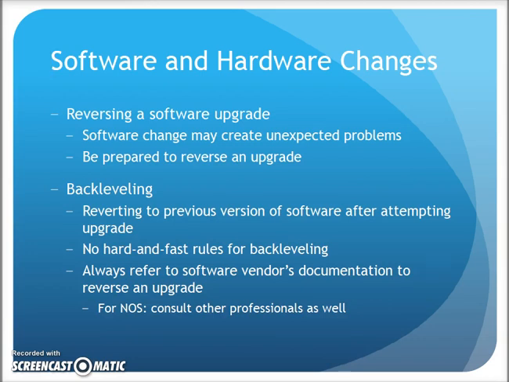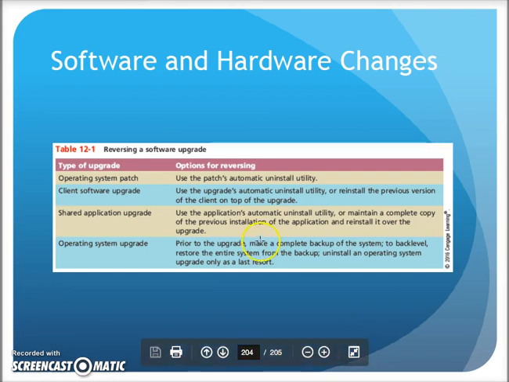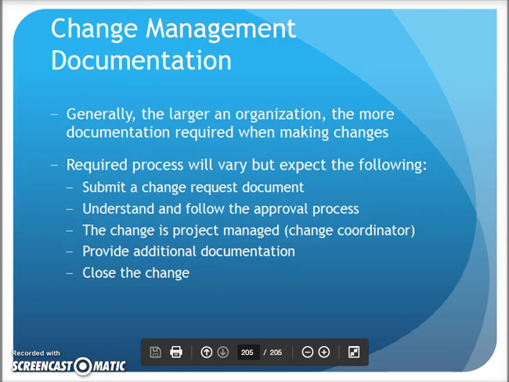Reversing a software upgrade, we actually touched on this a little bit: back leveling, or going back if you need to. You need a plan of action in case you have to go that route. And this actually shows you some options for system patches, upgrades, and so forth that you might need to roll back on your system. Last but not least, you have to document all this stuff.